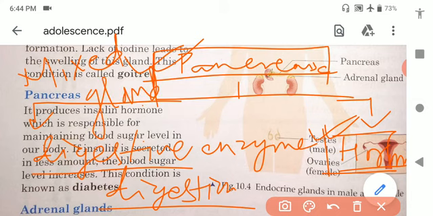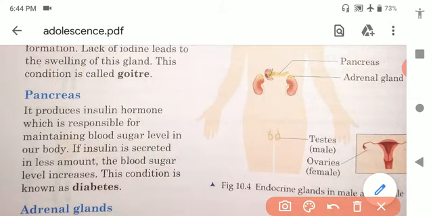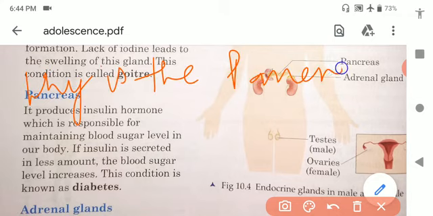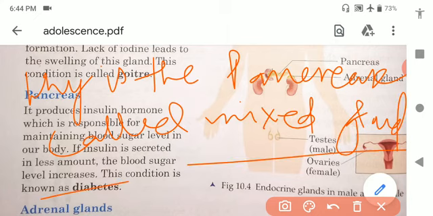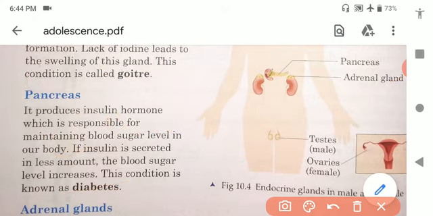So here the question arises, why is the pancreas called a mixed gland? Note down this question. Why is the pancreas called a mixed gland? The pancreas is called a mixed gland because it secretes both the digestive enzymes as well as the hormones. Now we will talk about the hormones secreted by the pancreas.